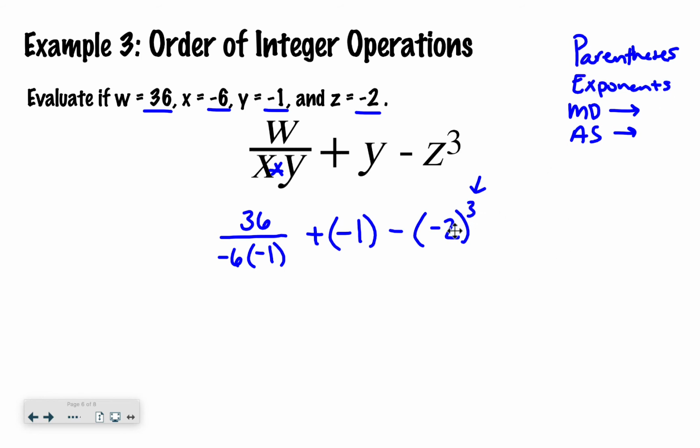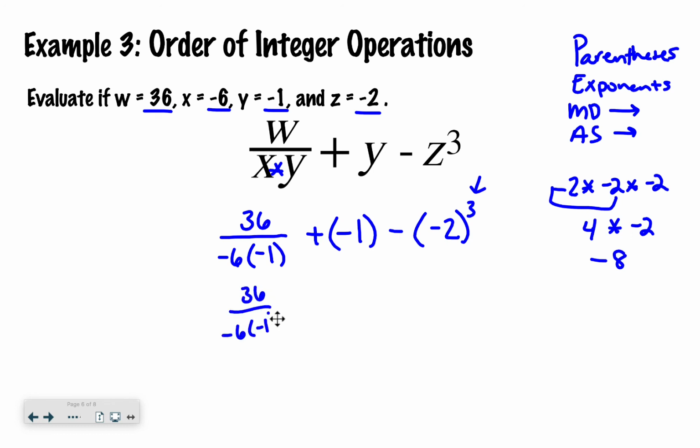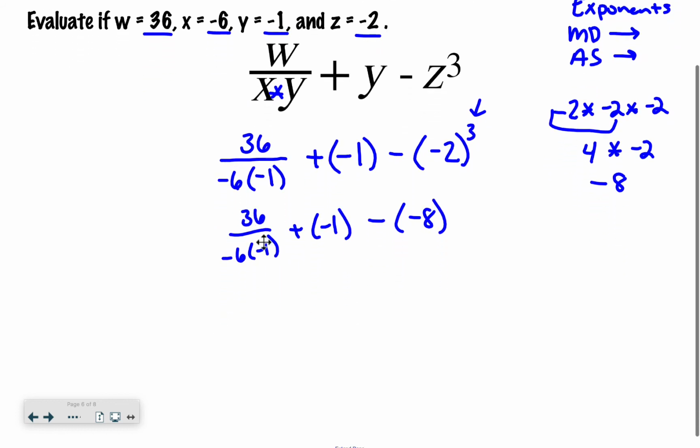So what exponents mean, this negative 2 to the third power is the same thing as saying negative 2 times negative 2 times negative 2. So negative 2 times negative 2, negative times negative is positive, 2 times 2 is 4. So now I have 4 times the negative 2, positive times negative is negative, 4 times 2 is 8. Okay, so I can rewrite this, and then I would rewrite it just like that. Okay, now if I continue on, I have some multiplication, division from left to right.